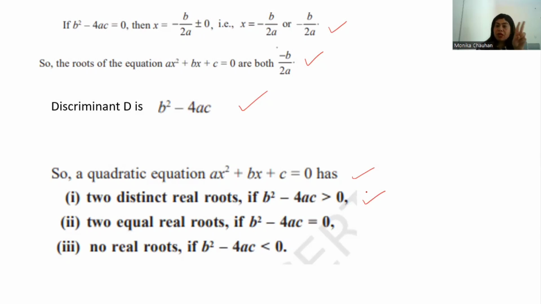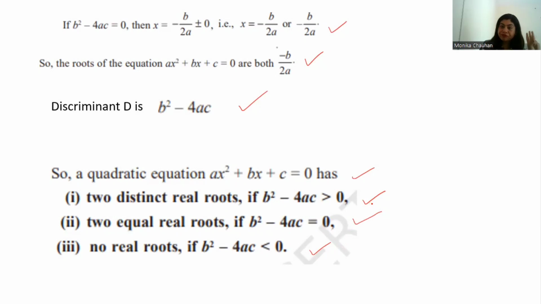Real means it could be plus, minus, with root, everything. All of those are real numbers. And distinct means different. Two equal roots when b square minus 4ac is equal to 0, completely 0. And when b square minus 4ac is less than 0, meaning you got an answer in minus, then there are no real roots. They are imaginary.